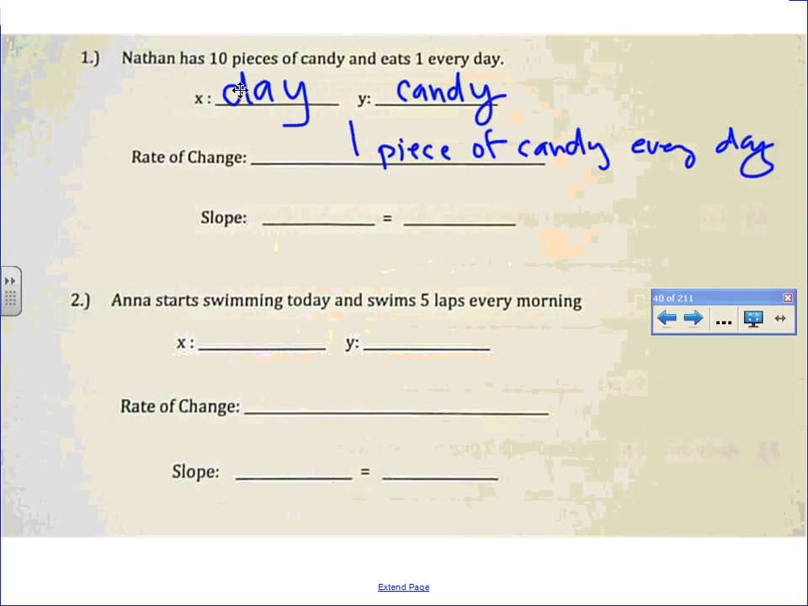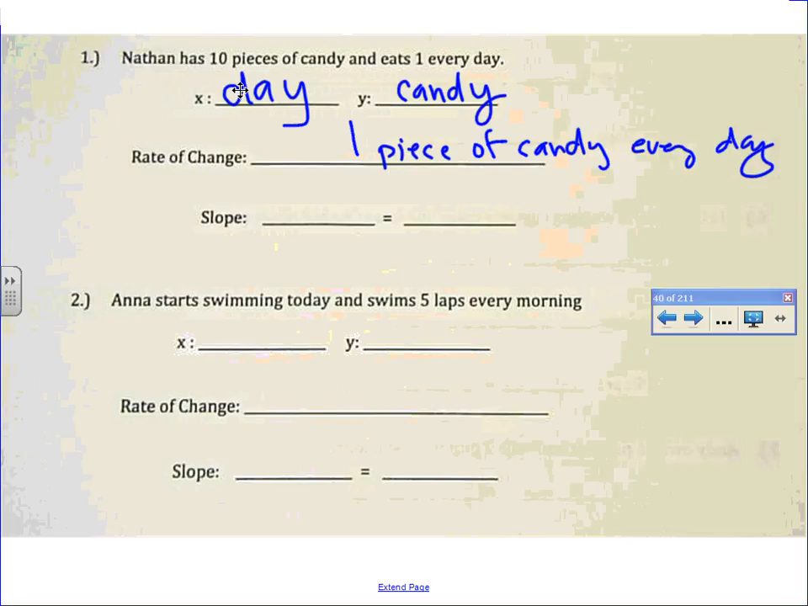That is the rate of change because Nathan decides every day for however long, till he runs out, I guess, right? He's going to have 1 piece of candy. Is everyone okay on why that is the rate of change? Just give me a head nod. Okay. Slope. Forget about change of y over change of x for now. I'm going to wait until we get to the graphing portion to do that. So don't worry about change of y over change of x.